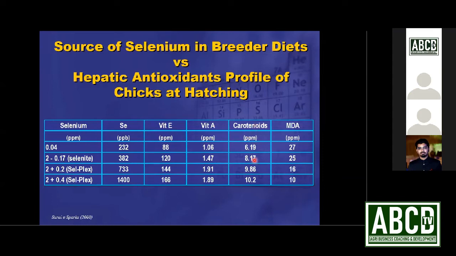And by having more of these compounds inside the egg, you have less of the peroxidation effect. Malonyl aldehyde is a measurement of peroxidation. You can see they have more selenium in the diet, more selenium in the egg, more selenium in the liver, you have less peroxidation of that tissue. So there is a protection there.